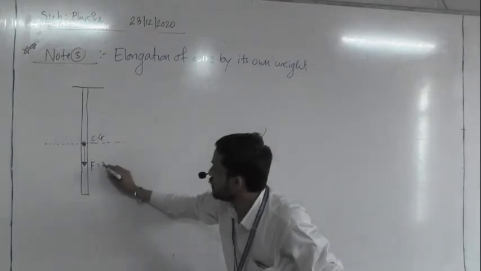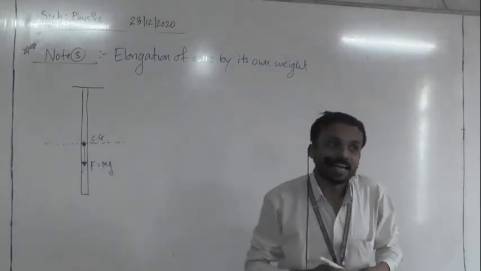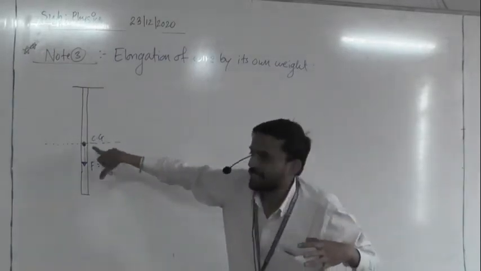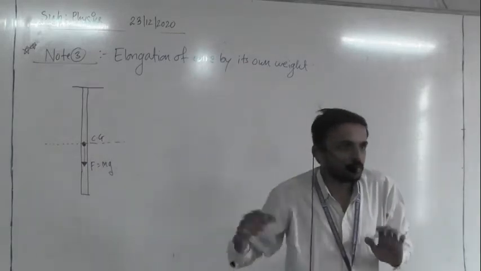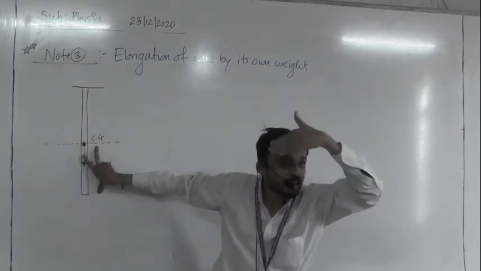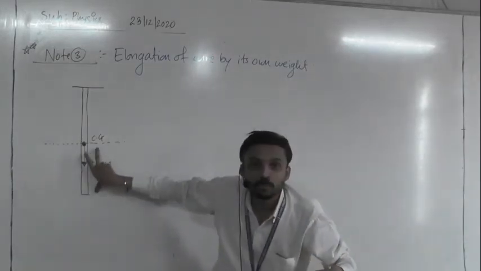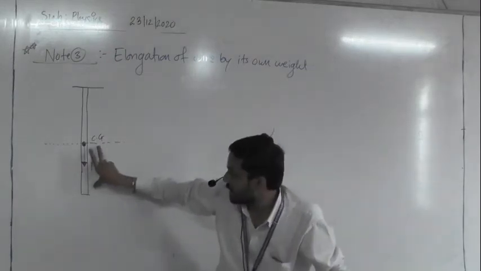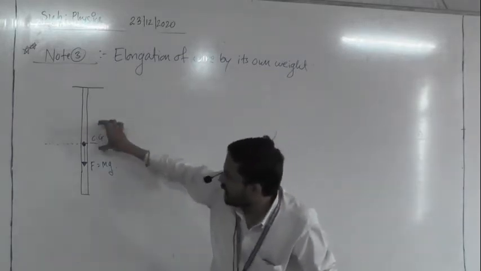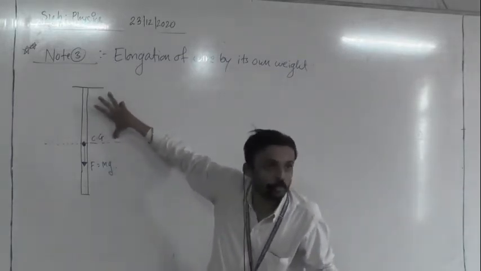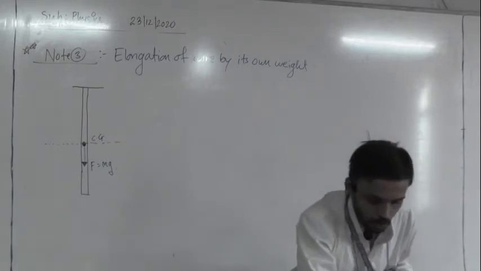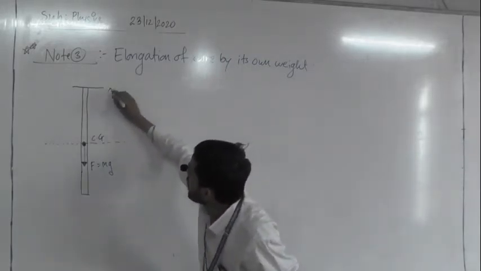Now what do I consider? Simple. The force we are considering, which acts at the center of gravity, acting downward, will it be affecting this part? Will it be affecting this part? No, it affects the tension. So actually, where will it affect? This upper L by 2. So it will be affecting only this upper part.